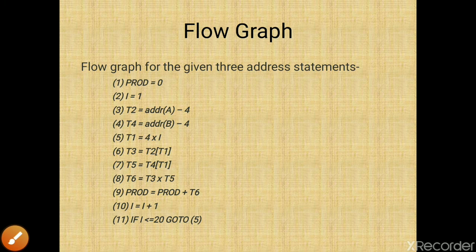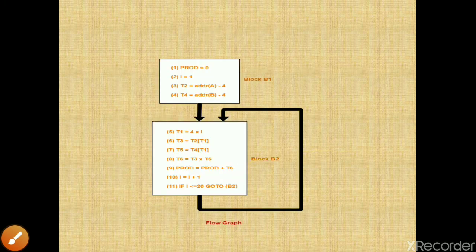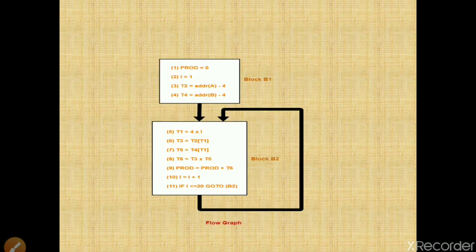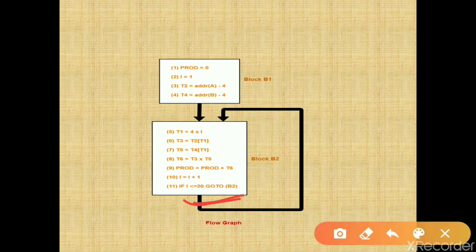So your flow graph will be represented like this. You can see this is block 1, this is block 2. Here you can see block 2 is repeating. Why is it repeating? Go to 5, what will it do? It is T1 = 4 * i, which comes under block 2. That is why in the 11th statement you have if i <= 20 go to B2. So after checking that, we are again jumping to the same basic block. So that's all about the flow graph concept.